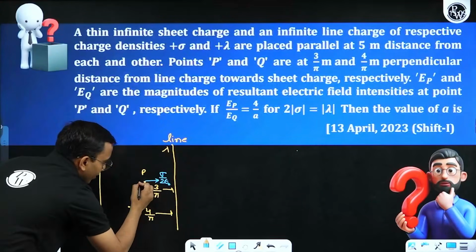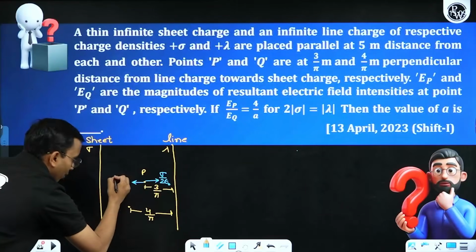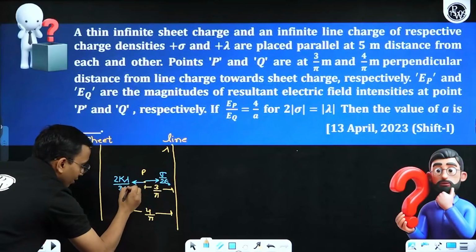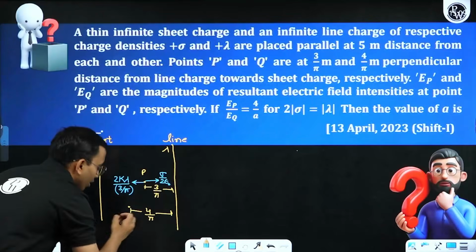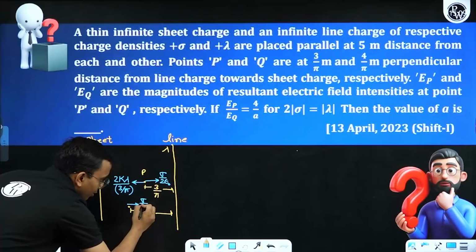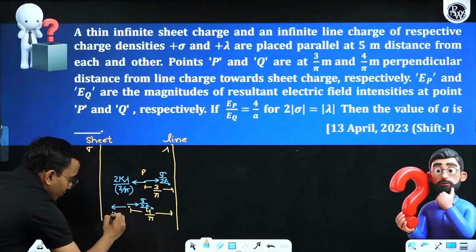So due to the line charge, what is that? 2k lambda by r, so 2k lambda by r where r is 3 by pi. Now write the same at Q also. Due to the sheet, sigma by 2 epsilon naught, and due to the wire, 2k lambda by r.